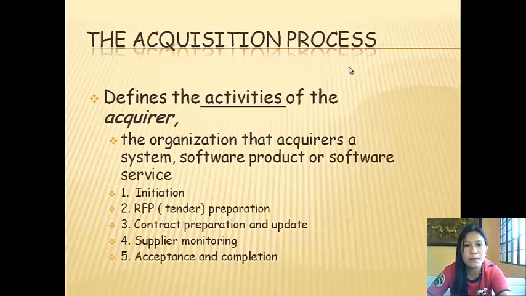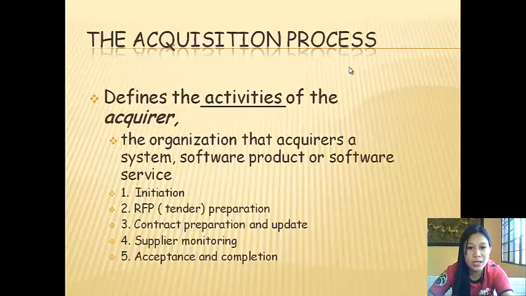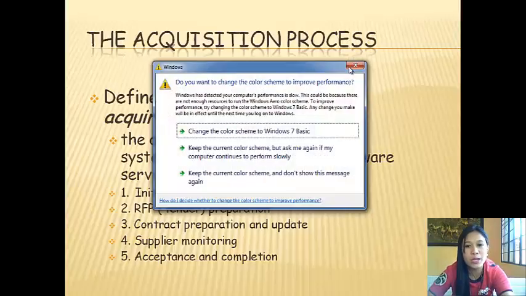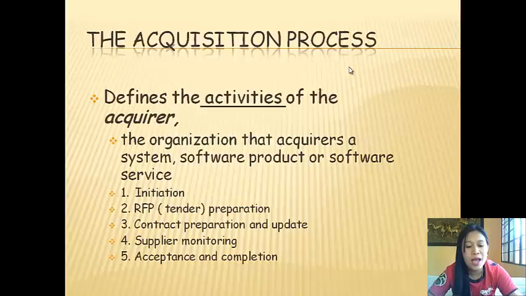The acquisition process defines the activities of the acquirer, the organization that acquires a system, software product, or software services. The first is initiation. The second is the RFP or tender preparation. The third is the contract preparation and update. The fourth is the supplier monitoring. And the fifth is the acceptance and completion.